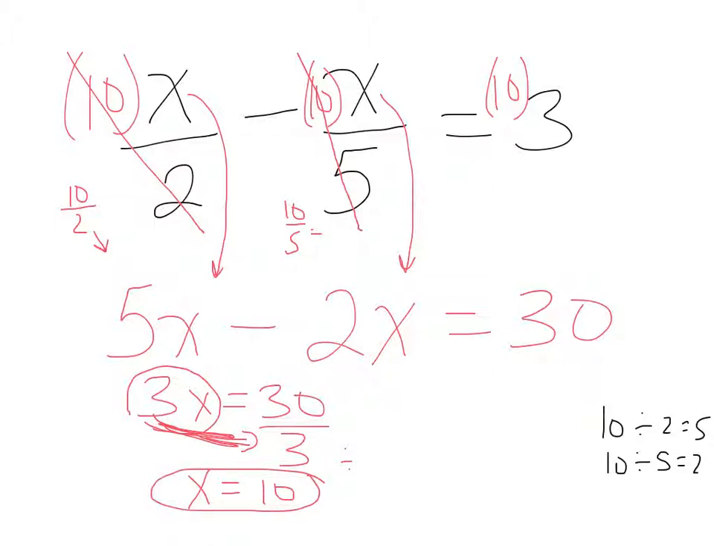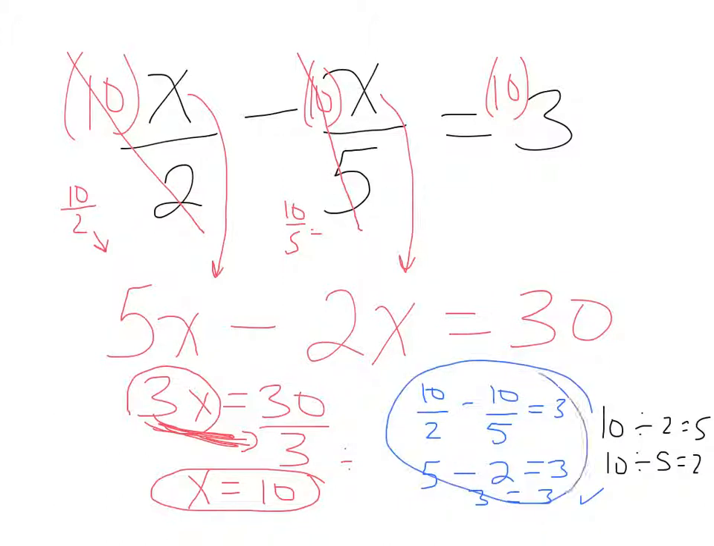And if I wanted to check this, I could plug it in. If I plugged in 10 everywhere there was an x, so 10 over 2 minus 10 over 5 equals 3. So we're checking it. 10 over 2 is 5, minus 10 over 5 is 2, 3 equals 3. So it's right. This is the check, to make sure it was correct. So you plug it in, make sure left side equals right side.